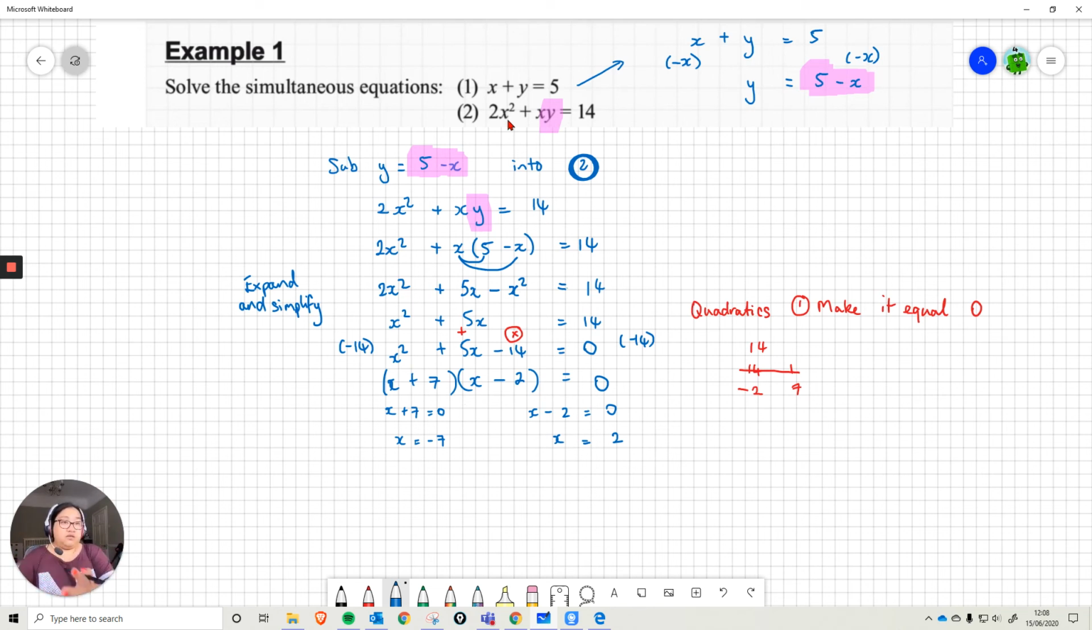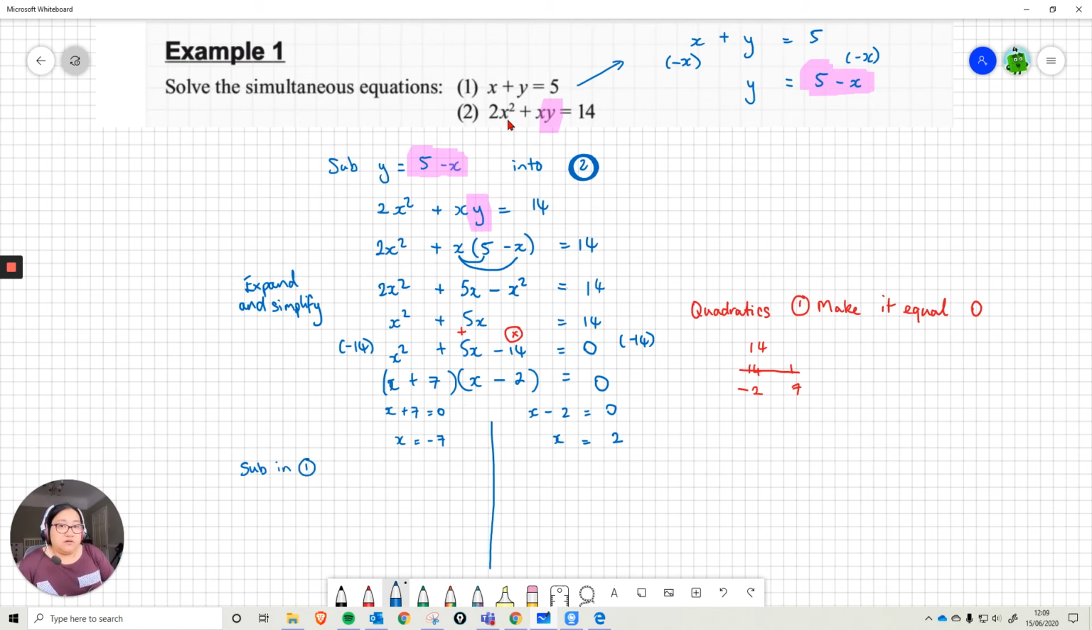So when x is equal to minus 7, there will be an equivalent answer for y. When x equals 2, we're going to have an equivalent answer for y for that one. And I'm going to work out both separately. And this is where we go back and we substitute to work out our y. Now, I'm going to substitute into the first equation.